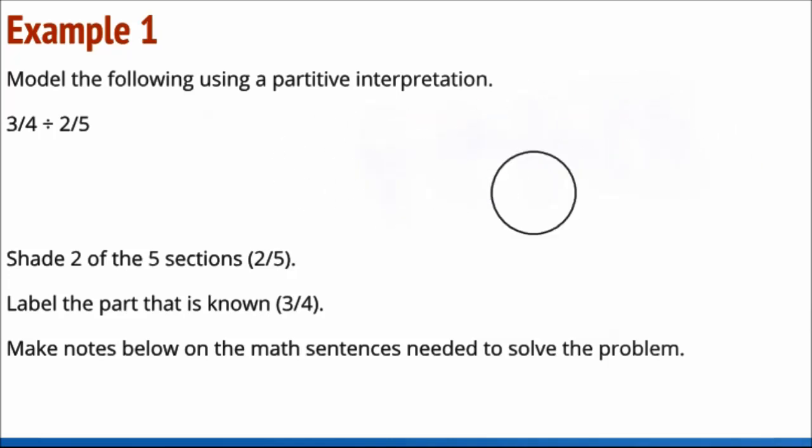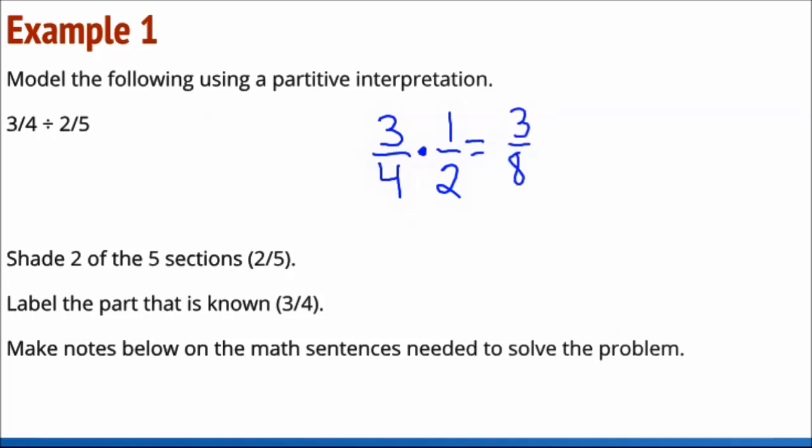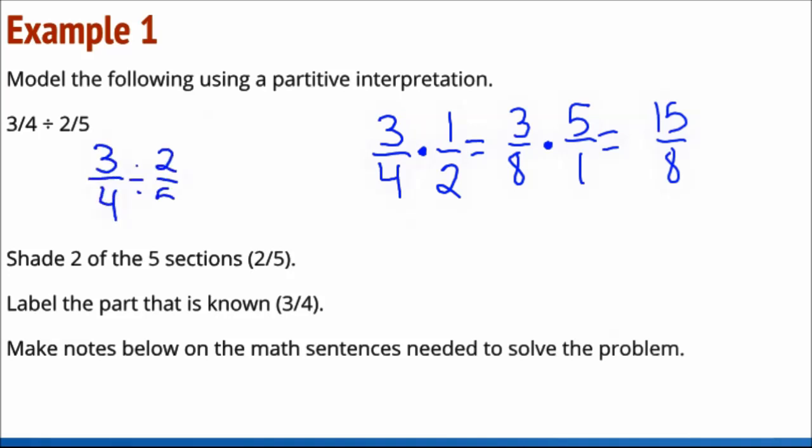And so it's very important to me that you can look and say, okay, when I drew the model, I had 3/4, and I found half of it, and that got me 3/8. And then I had 5 of them, and that got me to 15/8. So this 3/4 divided by 2/5, we take the 3/4 and we find the value of 1/5. So there's our divide by 2. And then we scale it up because we need 5/5.